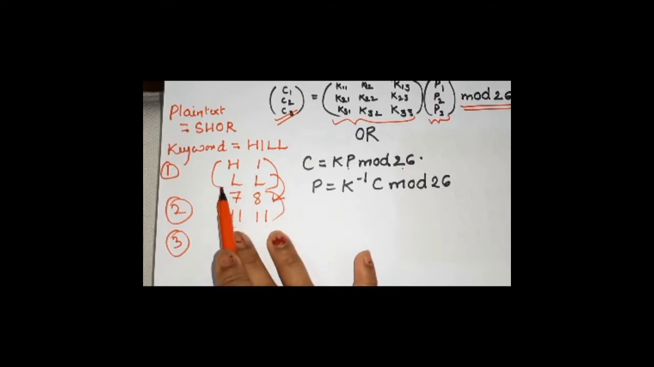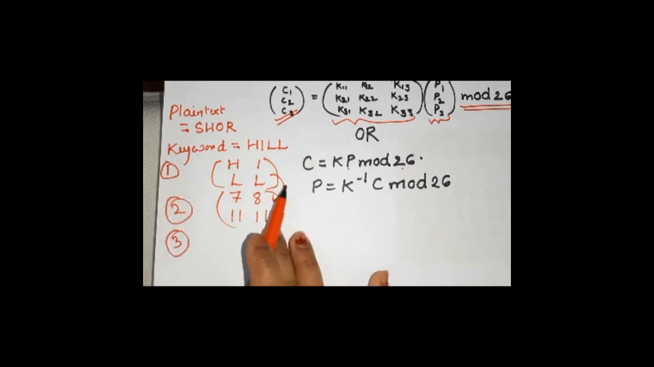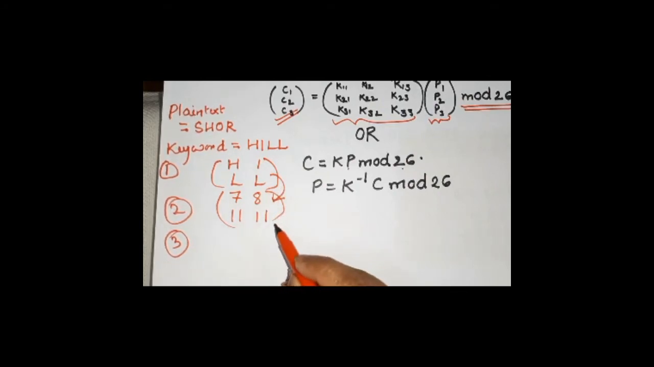directly given this number matrix, so you can skip these two steps. You can straight away start from here. Now, after doing this, please observe your matrix. If your matrix is of 2 cross 2 form, then you have to split your plain text into pairs. If the keyword that you have forms a matrix of 3 cross 3, then you have to split your plain text into units of 3 alphabets.